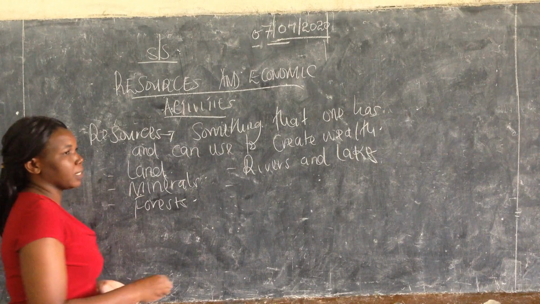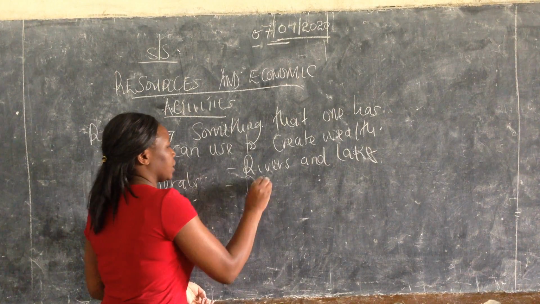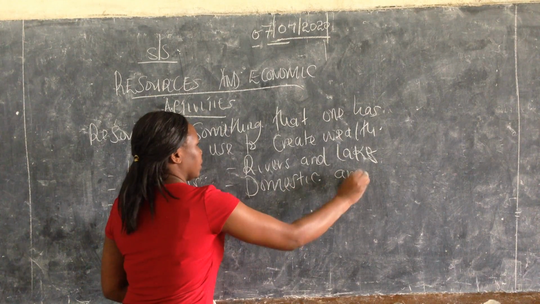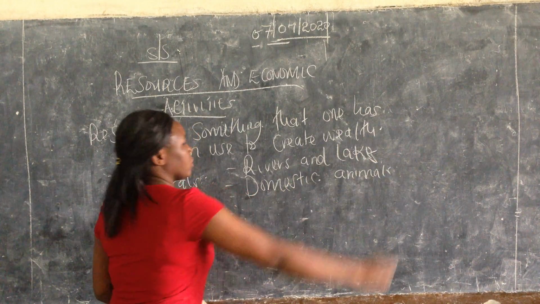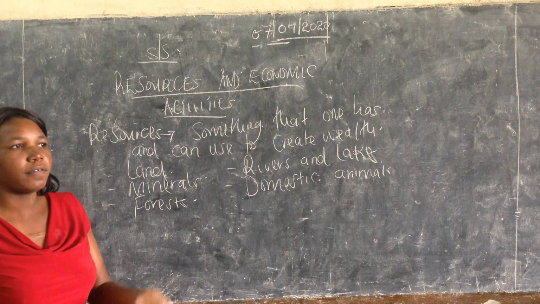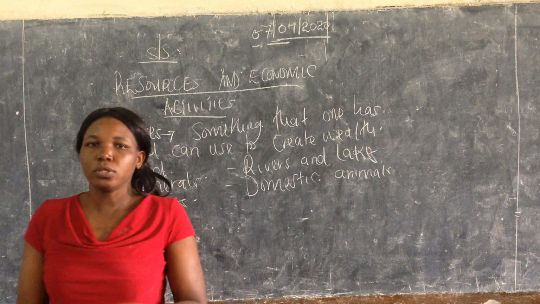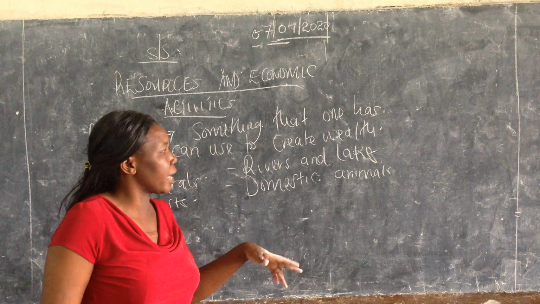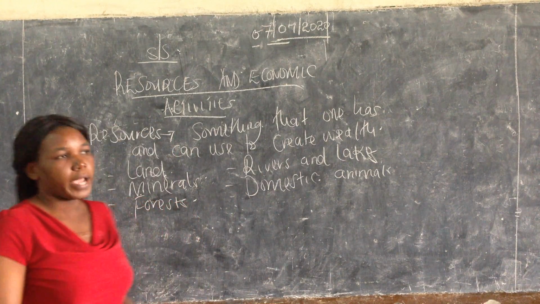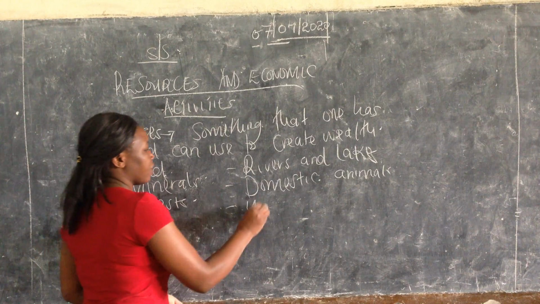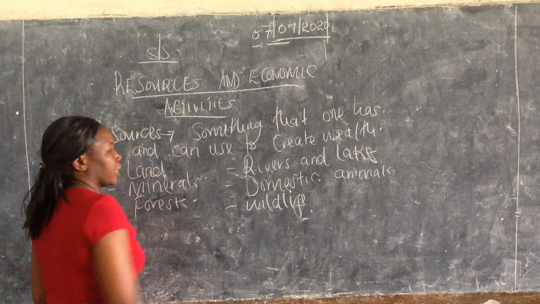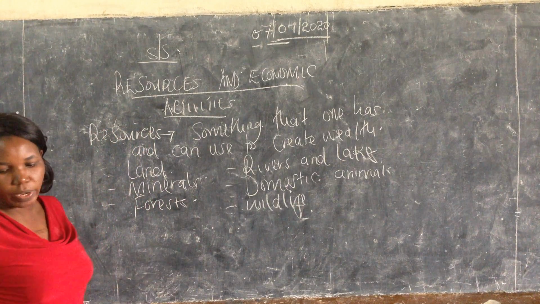We also have domestic animals. Cows. You can use the cows by selling them or selling the products from the cows. Then we get money. There we are creating wealth. Wildlife. We also have wildlife. This one can also be used to create wealth.